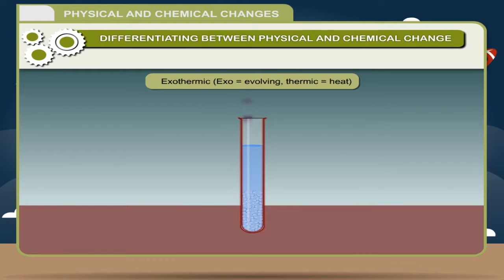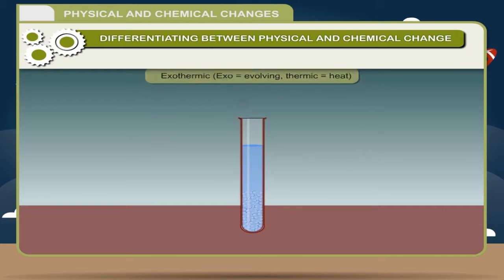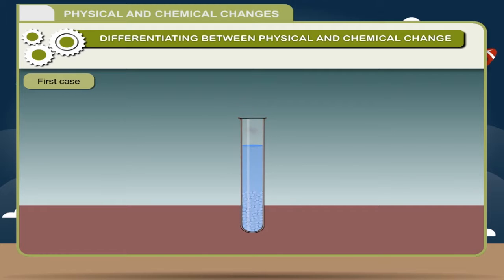Exo, evolving. Thermic, heat. Take a small quantity of ammonium chloride in a test tube and add water to it. Touch the walls of the test tube. They turn cold. In the first case, heat is evolved during the chemical reaction. Such a chemical reaction is called an exothermic reaction. In the second case, heat is absorbed during the chemical reaction. Such a reaction is called an endothermic reaction.